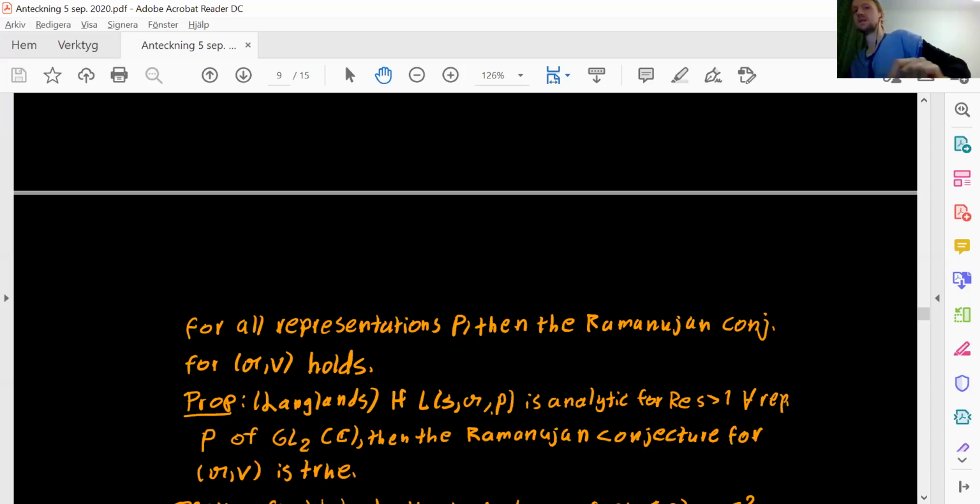All right. So hopefully these objects are now a bit more clear. So here's the proposition of Langlands, which states that if you have this analyticity for this L function for all representations P of GL2C, then the Ramanujan conjecture for this automorphic cusp form is true.